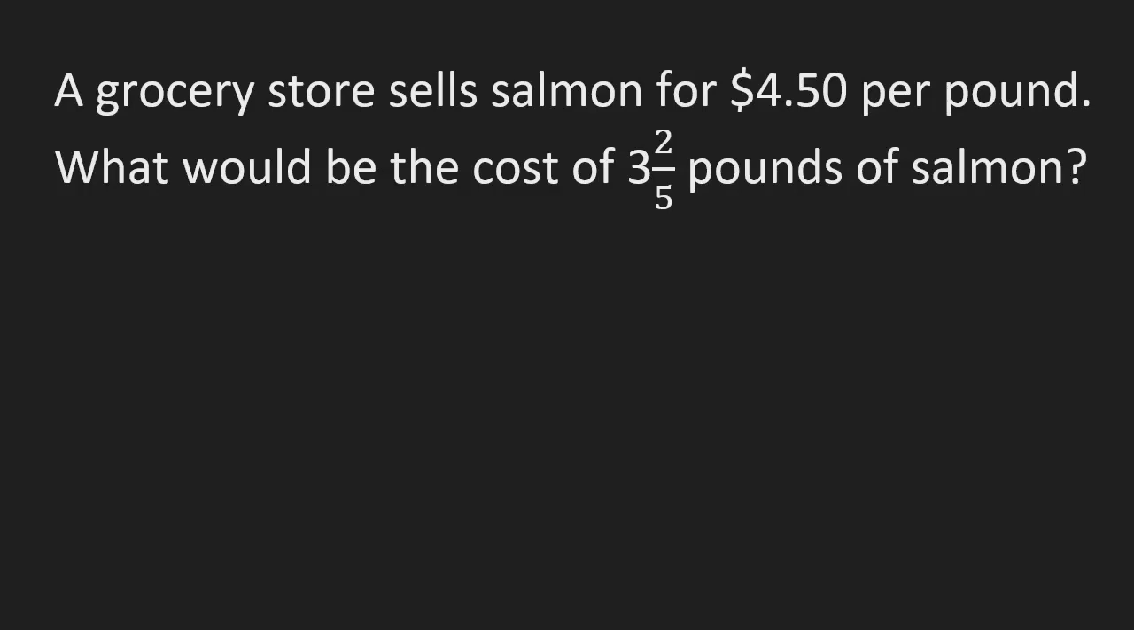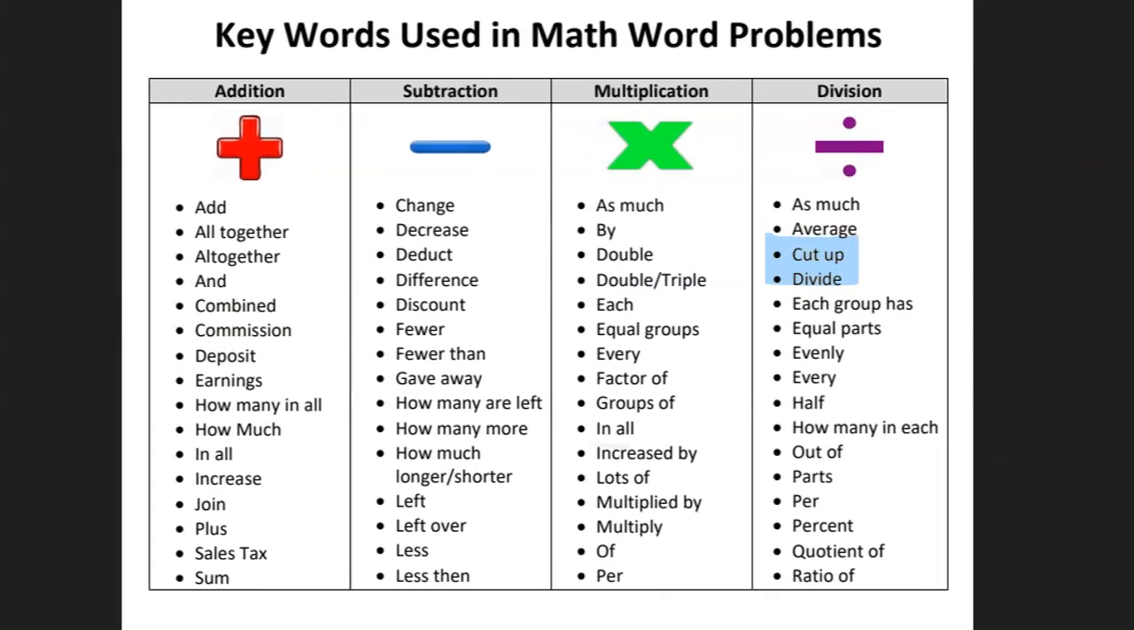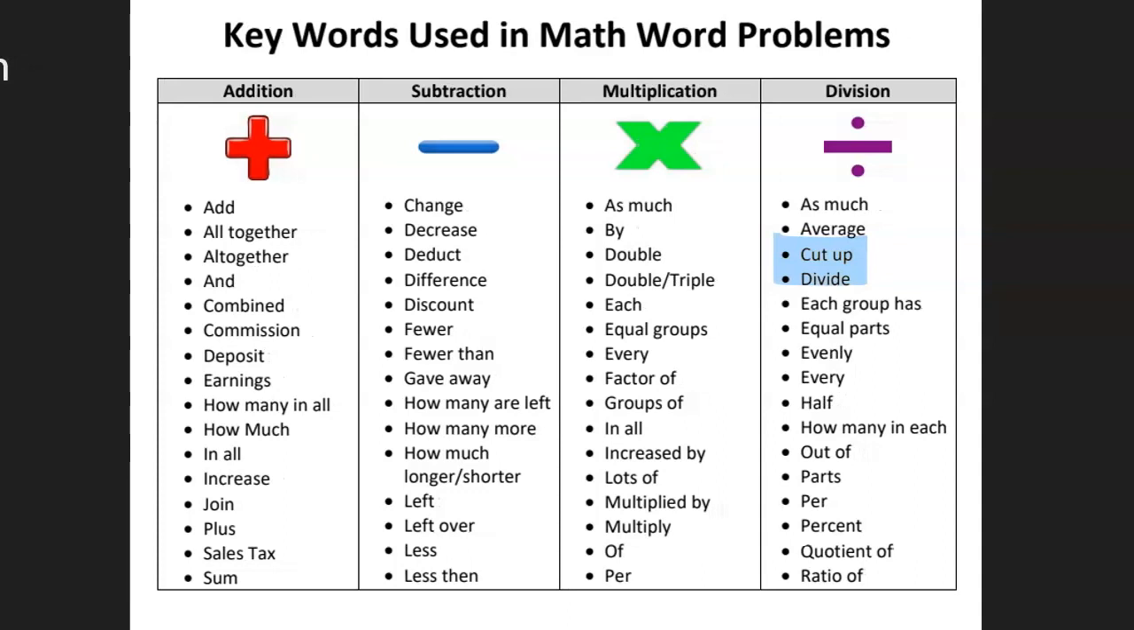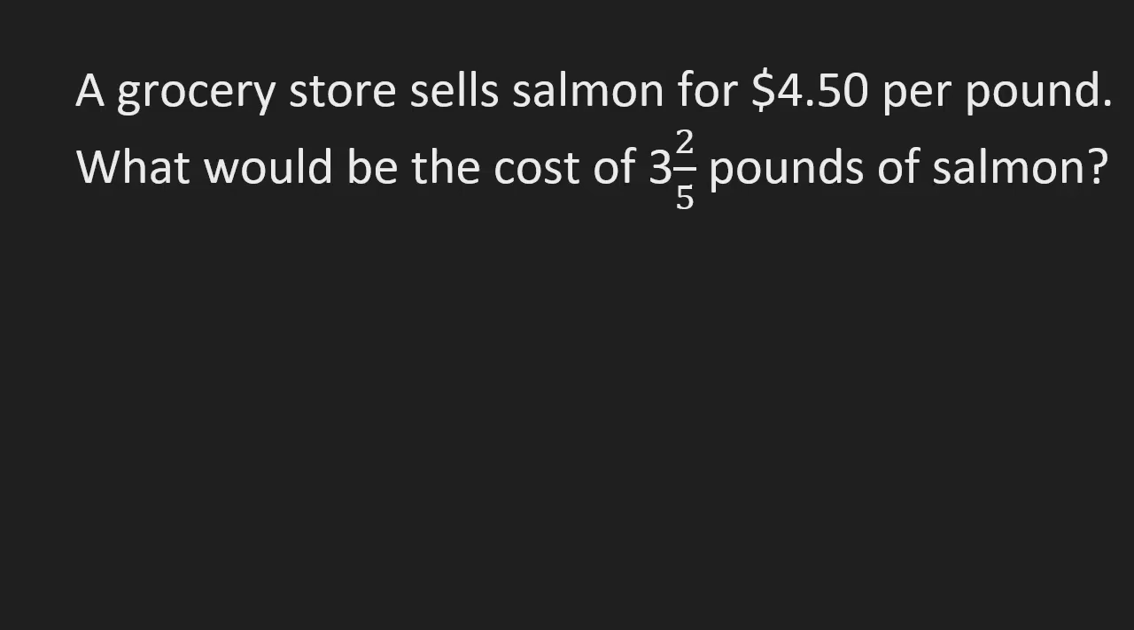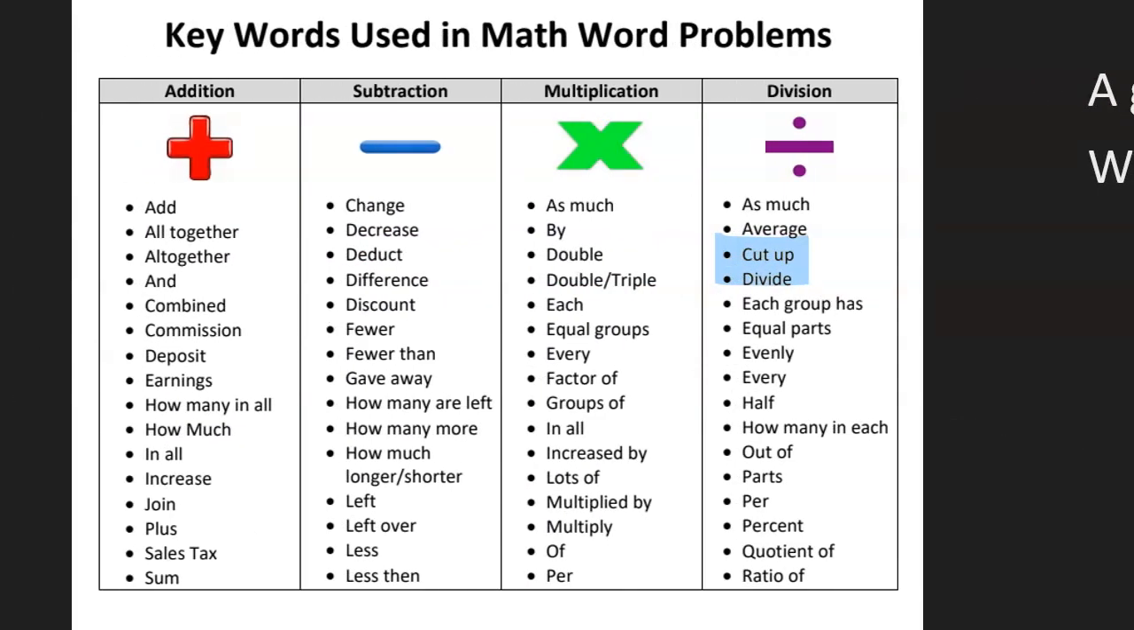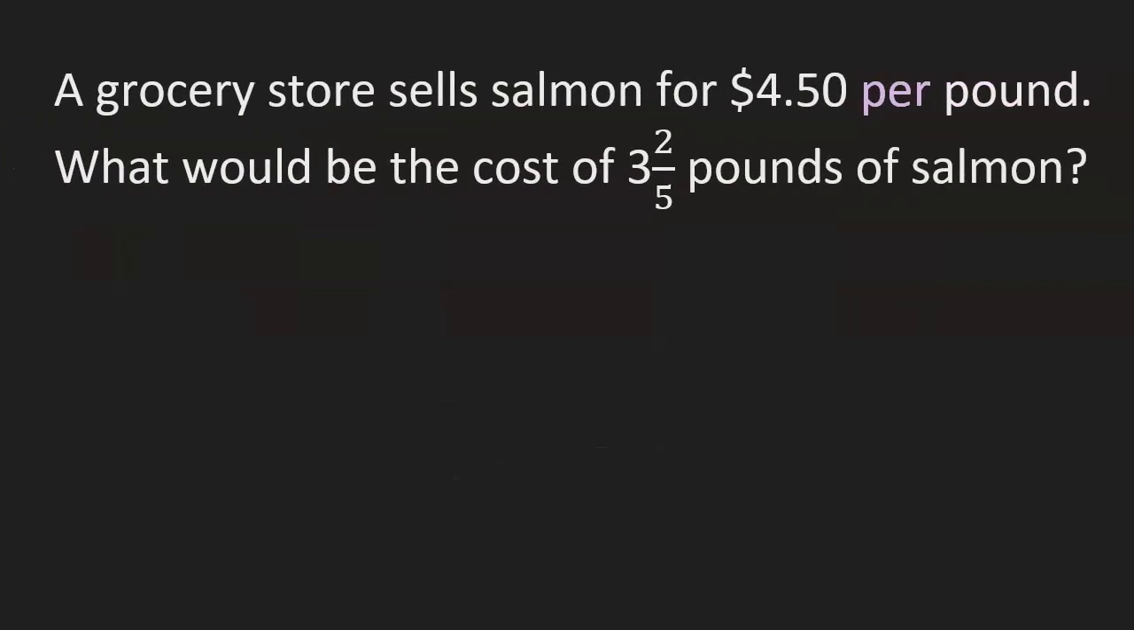So first we need to, again, think of our keywords that could indicate what operation we're performing. Now, a grocery store sells salmon for $4.50 per pound, and then it tells us how many pounds we have. So this word per indicates, according to our chart right down here, that we're either multiplying or dividing. So we need to ask, okay, it gives us 4.50, and then it gives us the amount of pounds, and it wants to know the full cost.